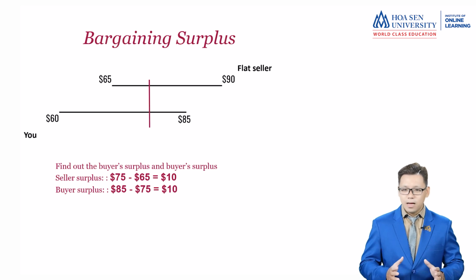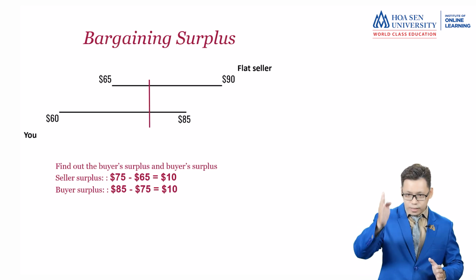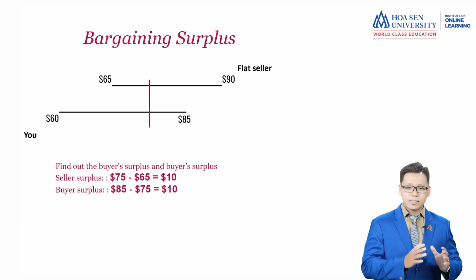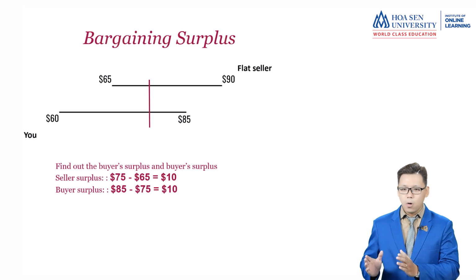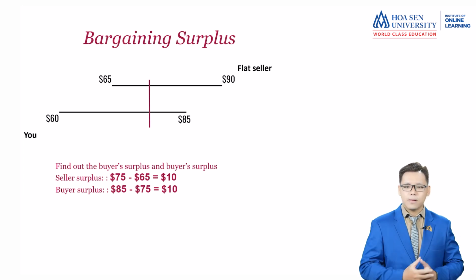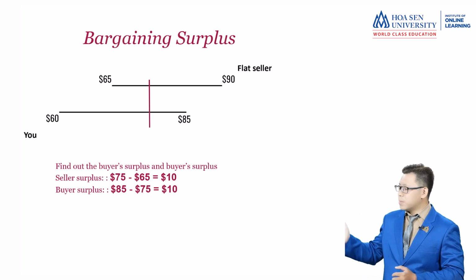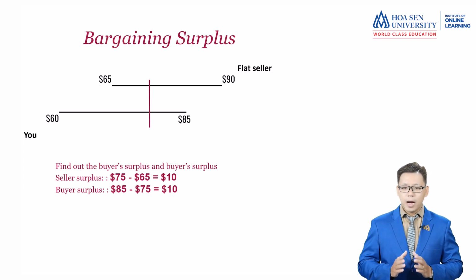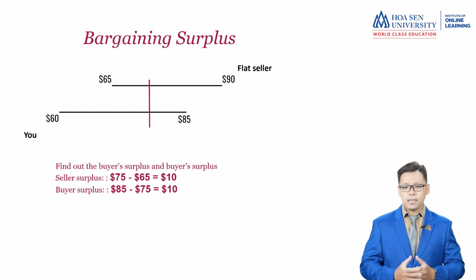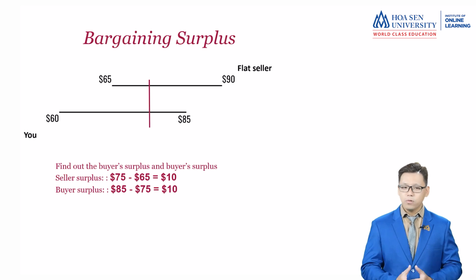Great. Now that we have established the settlement at $75, let's break down the bargaining surplus for both the buyer and the seller. As you can see from the slide here, both the seller surplus and the buyer surplus are the differences between the reservation point and the settlement. That's why the answer is $10, meaning each party benefits equally from the negotiation.